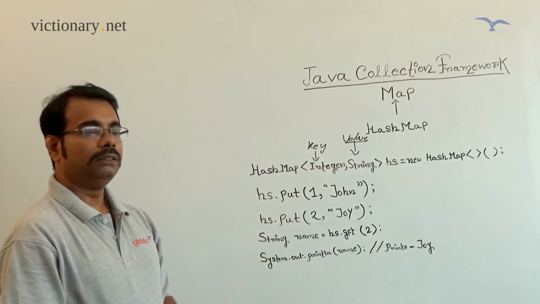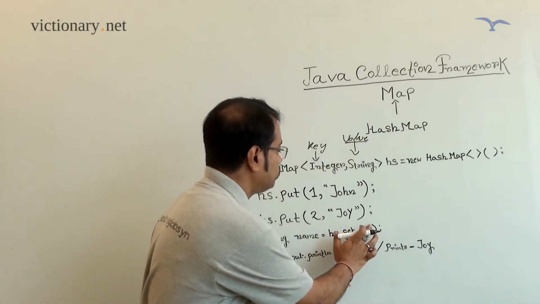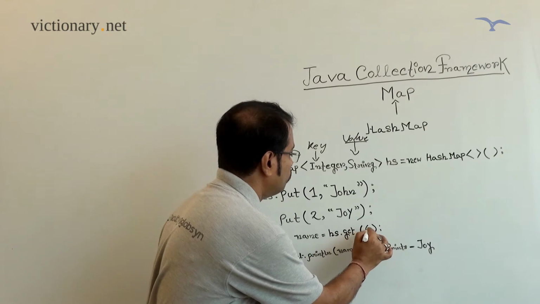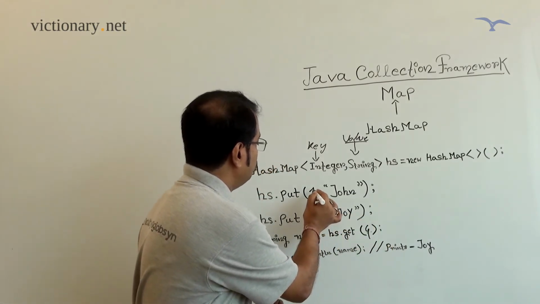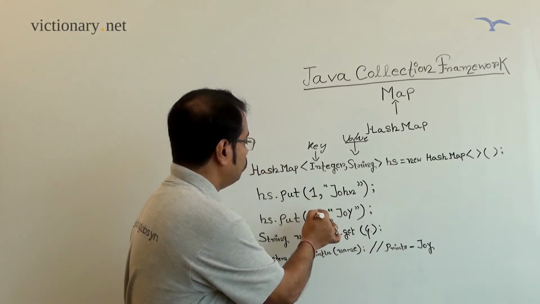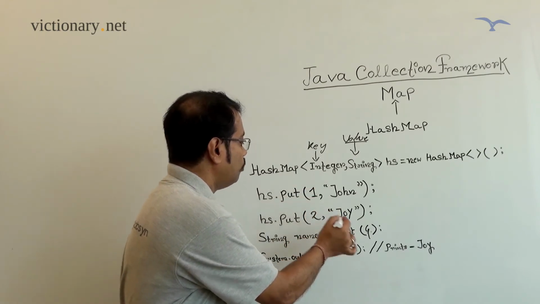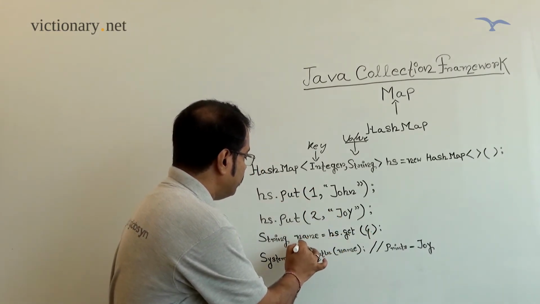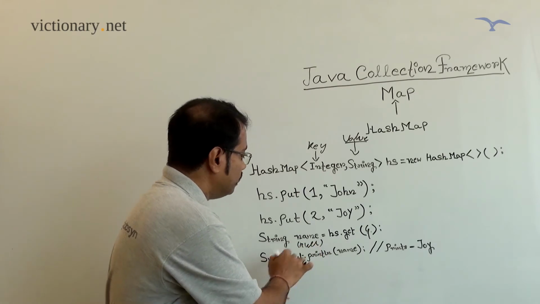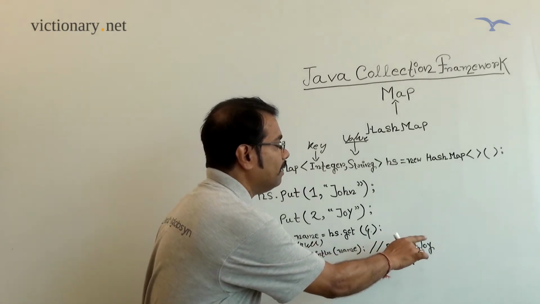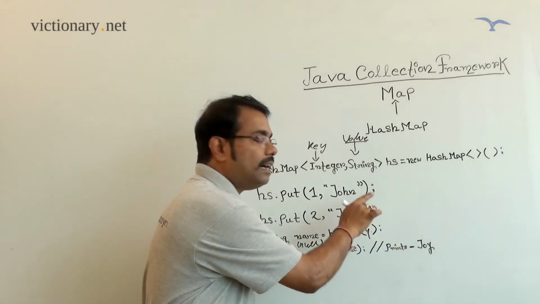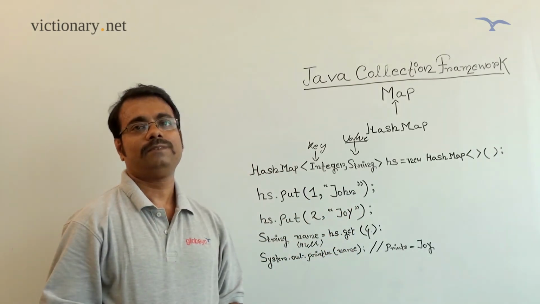Now there is a question: what if I send a key which does not exist, suppose 4? You can see that we don't have 4 written here, we have stored only 1 and 2. Then what is it going to return? It is going to return a null value here. And if I try to print it, it will print null. That's the idea of map.